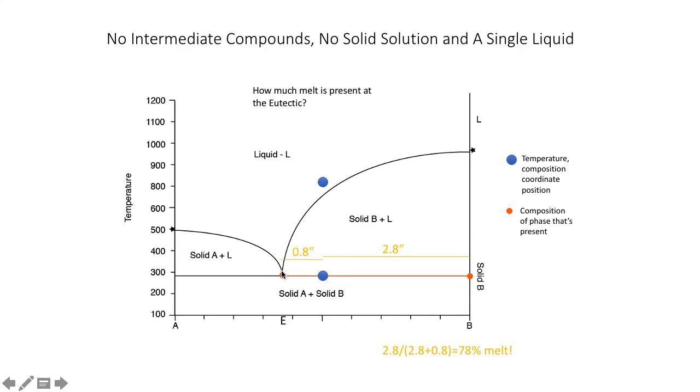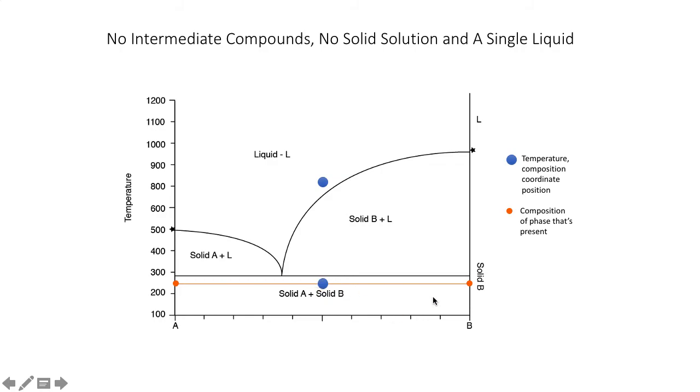And as we remove heat from this, that 78% melt is going to get smaller and smaller as we stay at the same temperature. Components A and B are both going to crystallize out until we cross the solidus. We have a solid, 50% of both.